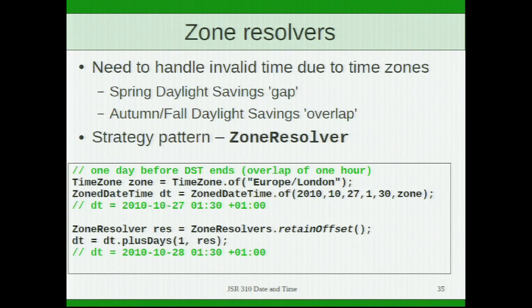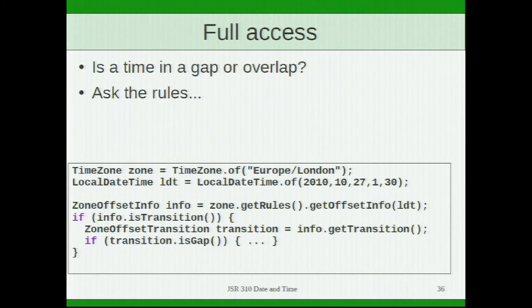And then we have the problem of, well, what happens with those lovely gaps and overlaps in daylight saving time? So obviously in spring, there's an hour which doesn't happen. In autumn, the same hour happens twice. So we have a strategy pattern which allows those things to be defined and controlled. We can ask the API to find out what the situation is. So we can say, for this given local date and time, is time changing? Is it in the middle of a gap? Is it in the middle of an overlap? And do certain business logic around that.